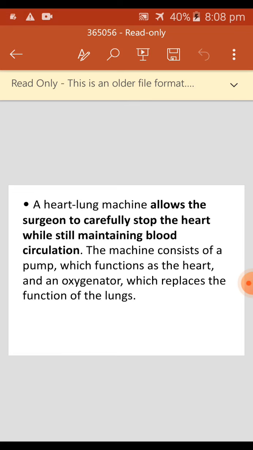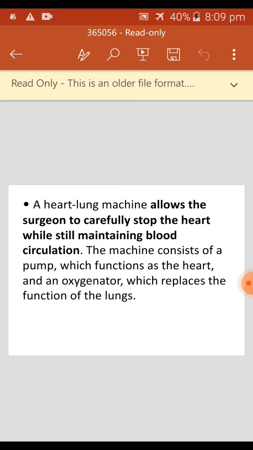Then an adequate perfusion pressure. The perfusion pressure range is 50 to 90 mmHg. It must also ensure sufficient oxygenation, elimination of CO2 and control of the blood temperature. These components make up the basic equipment of the ECC that is used during modern cardiac surgery.